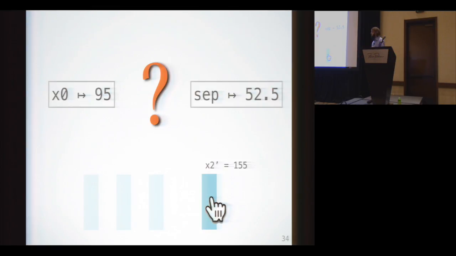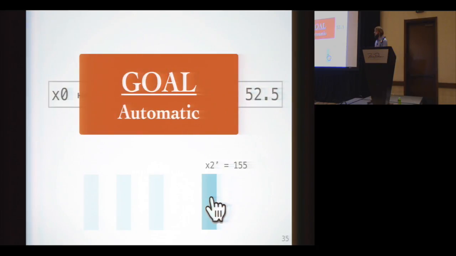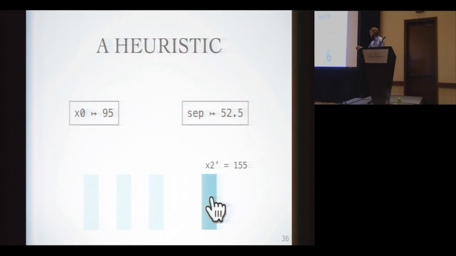Now, we could stop and ask, do you want to change x0 or do you want to change separation? But one of our goals was not to interrupt the workflow. So we use a heuristic to automatically choose and then change one of them. In this case, x0. Let's talk about how it makes that choice.